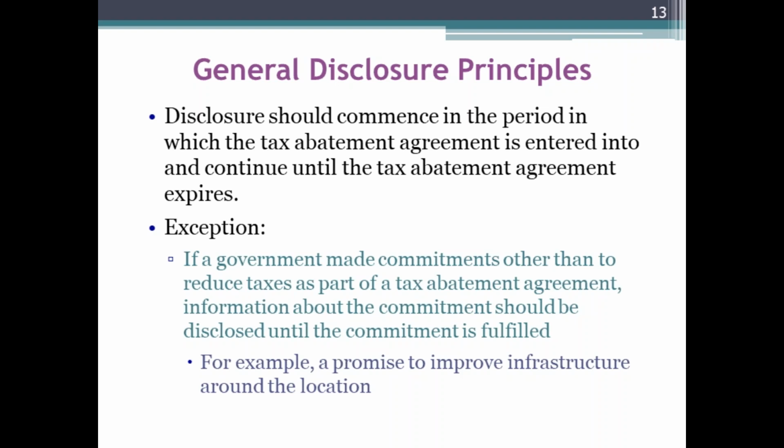There is an exception if a government makes a commitment other than to reduce taxes as part of the agreement. For example, if the city agrees to put an access road into that fairway that they're bringing into town, that's a different type of commitment, and that commitment only has to be disclosed as long as it is outstanding. So as soon as the road's in, that disclosure goes away.